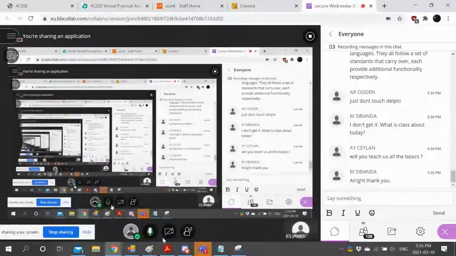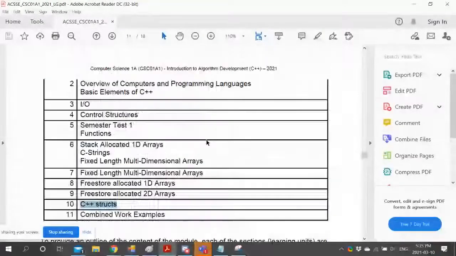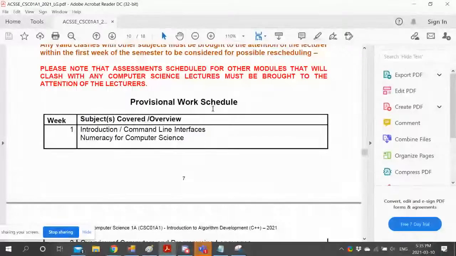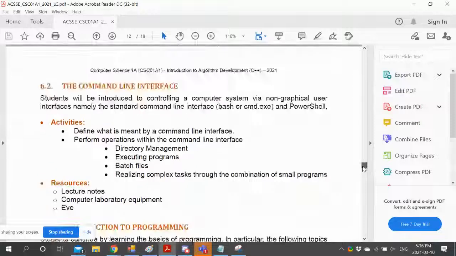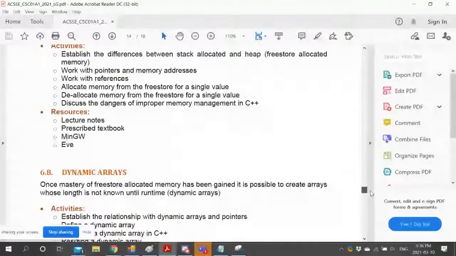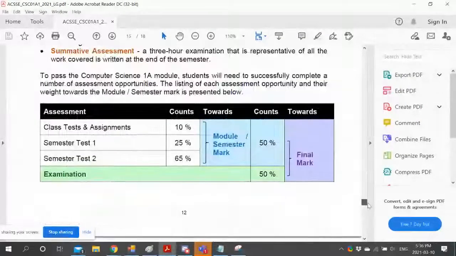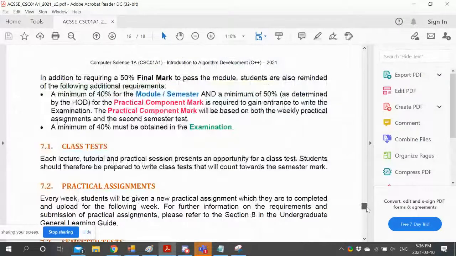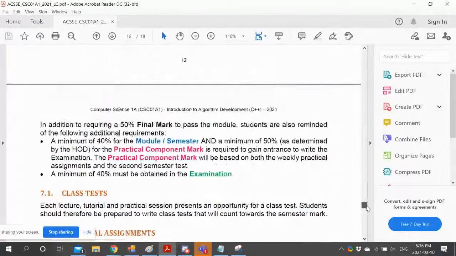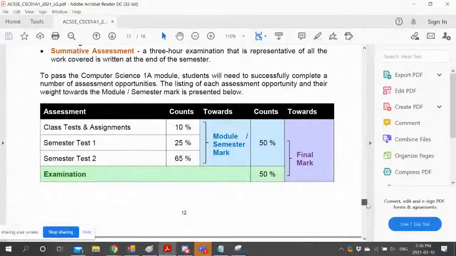All right, so we were looking at the work schedule, and that's basically the contents that we're going to cover. So you can go into those in more depth, but we'll unpack each of them as we cover them in the course. Very importantly, I did discuss the breakdown of the mark allocation, as well as the existence of the practical component mark made up of your weekly assignments and the virtual programming lab stuff, as well as your second semester test in a 10 out of 75 to 65 out of 75 ratio.